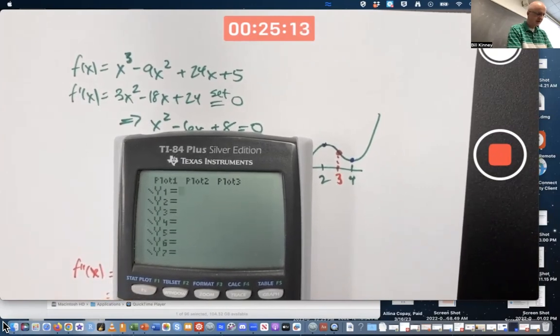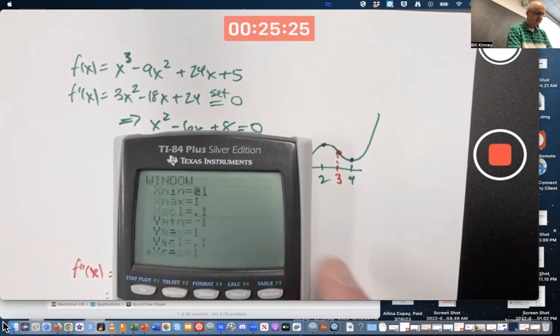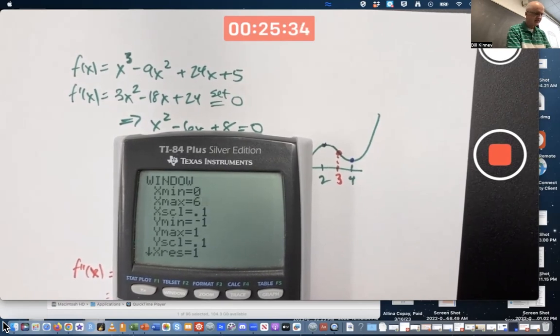Plug in the original function, x cubed minus 9x squared plus 24x plus 5. Probably you want your window to for sure contain 2 and 4. Maybe say 0 to 6 is good enough.